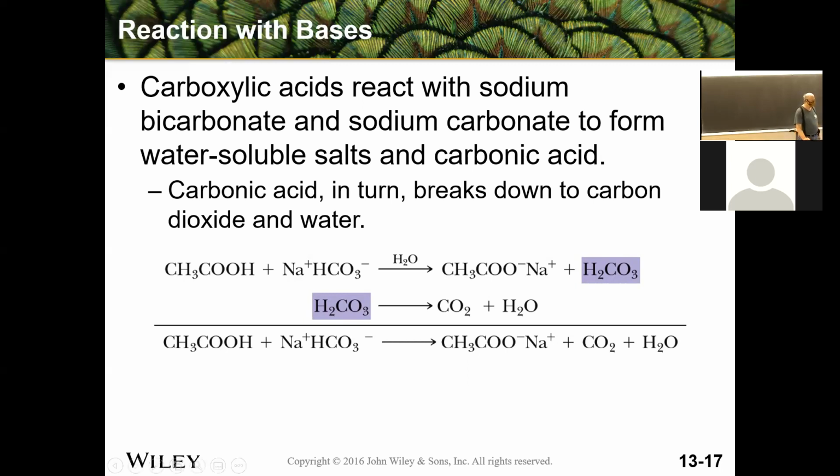So here is the vinegar and baking soda reaction. Acetic acid is a component of vinegar. We react that with baking soda, and we get sodium acetate, and the carbonic acid then breaks down into carbon dioxide and water.